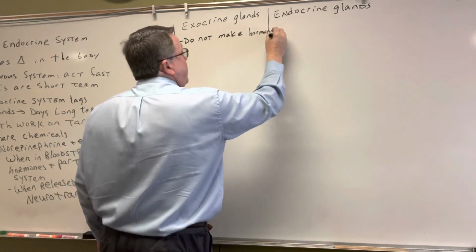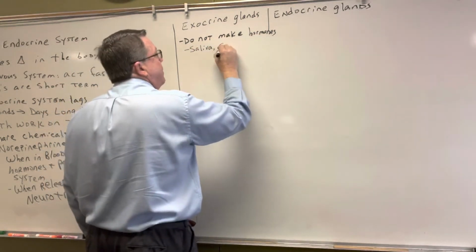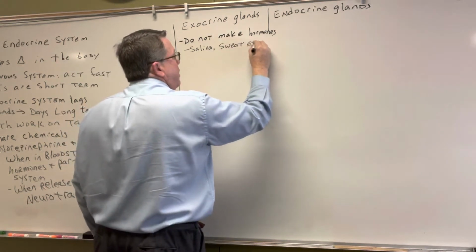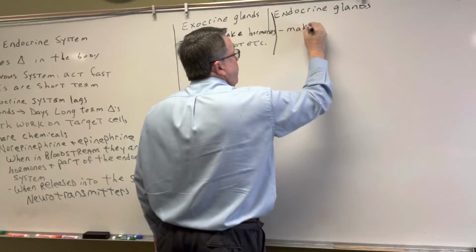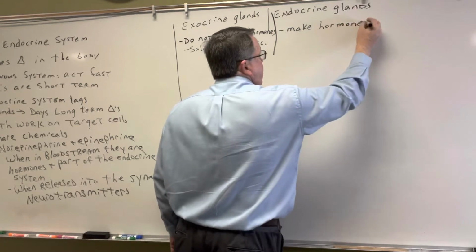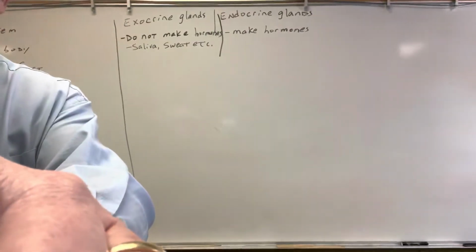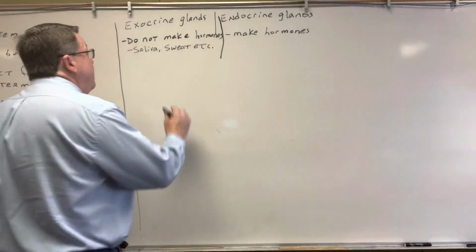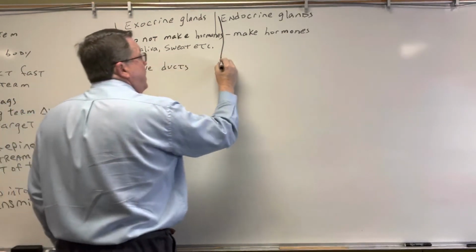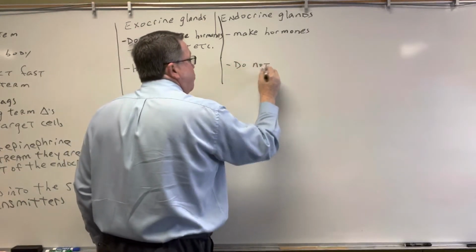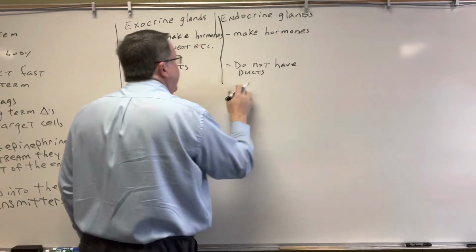What they're going to make instead are things such as saliva, sweat, mucus, things such as that. Endocrine glands make hormones. Testosterone, estrogen, progesterone, things such as that is what these are going to make. Exocrine glands have ducts. Endocrine glands do not have ducts. They release right into the bloodstream, which we're going to talk about in just a second. So they don't have ducts.